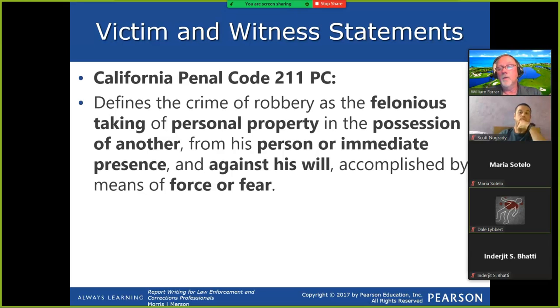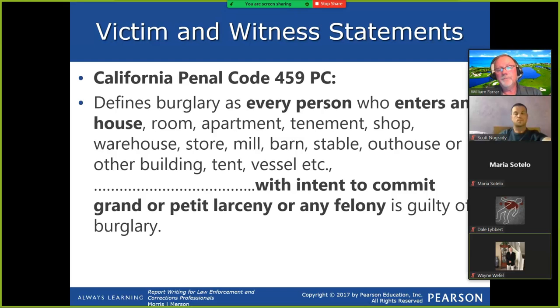Have we met it now? Yes. So we kind of stepped up a little bit and now we've met that. So you have to be able to articulate what crime you have, and then you have to write toward that, if that makes any sense. So it's important. Same with burglary.